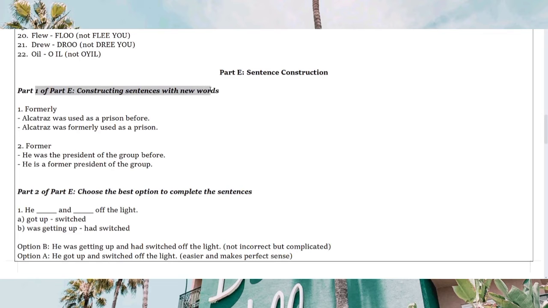So, constructing sentences with new words. So, formerly. Alcatraz was used as a prison before. So, Alcatraz was formerly used as a prison. Or it is a former prison. Right, so former. He was the president of the group before, so he is a former president of the group, or of a country or whatever he is, right? So he is a former president, not the current president, not the incumbent, but the former.